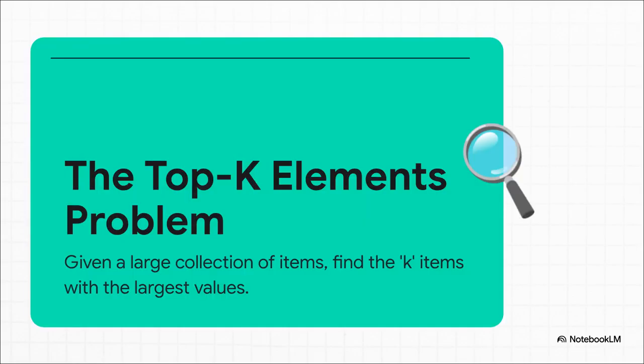So here's the official name for it, the top K elements problem. The idea is, given a huge collection of N items, you need to efficiently find the K items that have the highest values. Now, K could be 10, it could be 1,000, but the key is that it's usually way, way smaller than the total number of items, N.